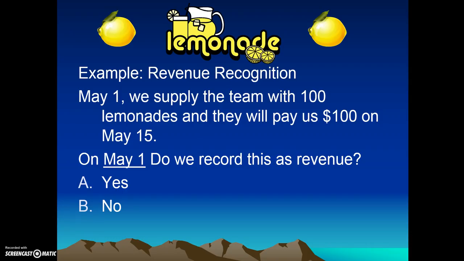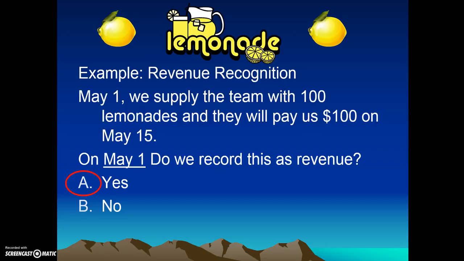Another example, same company. It's May 1st again, and we supply the team with 100 lemonades, but they don't pay us yet. They say, hey, we don't have the money today, but thanks for that delicious lemonade. We'll pay you $100 on May 15th. On May 1st, do we record this as revenue? Yes. Yes, we do. Absolutely correct. And we record it because we have earned it, right? They haven't paid us the cash, but cash has nothing to do with revenue recognition. Remember, we recognize the revenue once we've earned it. Technically, if they don't pay us, we can sue them for that money.